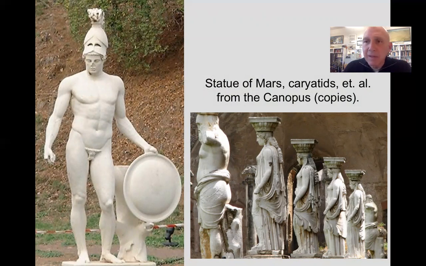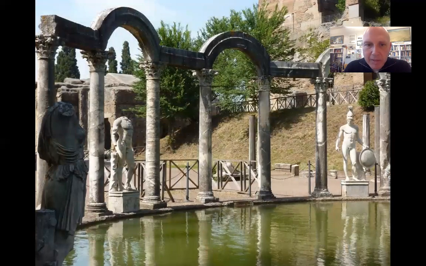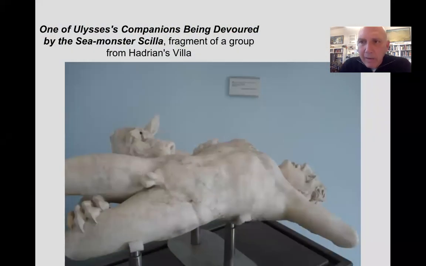But these are copies of the actual sculptures that were found here as the site was excavated in the 19th and early 20th centuries. Again, another detail of the end of that Canopus, opposite the triclinium, the outdoor dining room that we see on the Canopus. There were all around the villa major pieces of sculpture, including large-scale sculpture. So, for example, here is a detail of one of Ulysses' companions, the sailors who traveled with Ulysses on his famous journeys across the Mediterranean. And here we see one of those men being devoured by a sea monster, a Scylla.